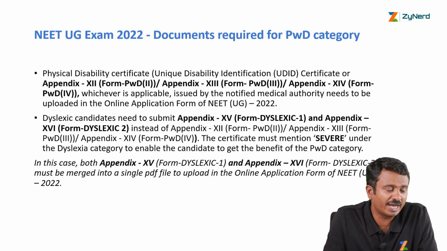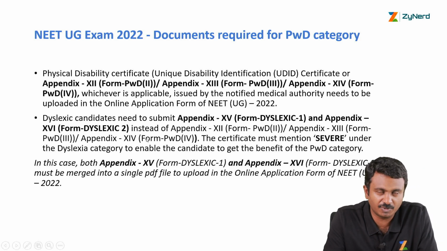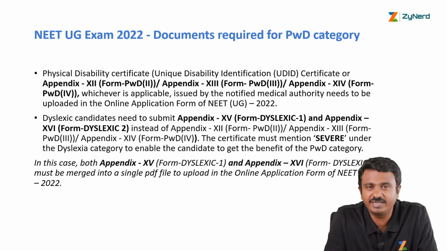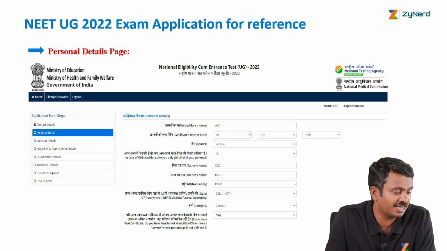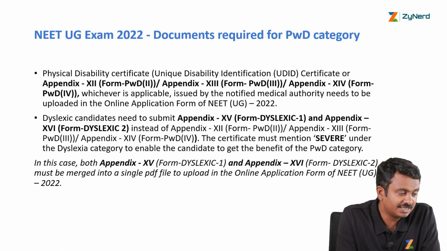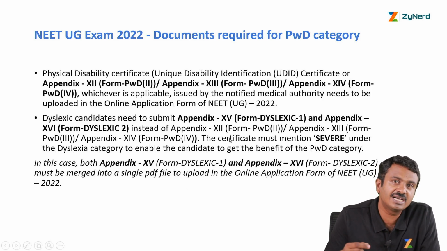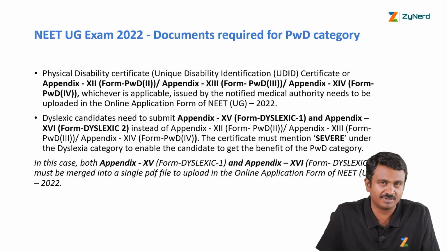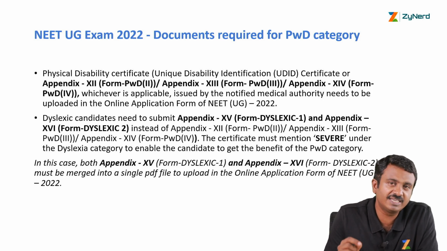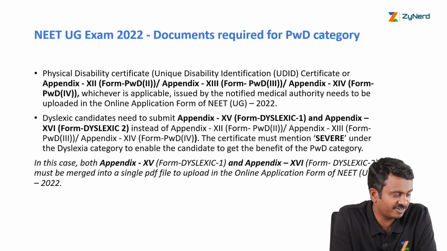Now in case you are dyslexic, there are two other forms, appendix 15 and 16, that have to be uploaded. Since the evaluation of dyslexia is not defined as a percentage, the norms to evaluate an exact percentage are not defined. Therefore, only if dyslexia is severe as defined by the medical officer who is evaluating you, and it has to be mentioned as severe, are you eligible for PwD, wherever it is not defined.